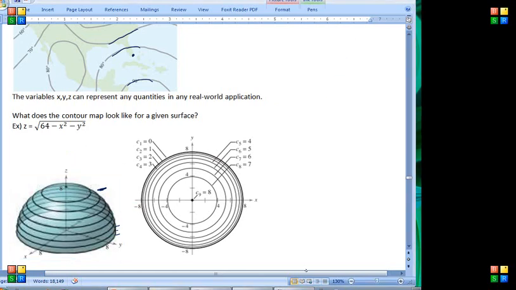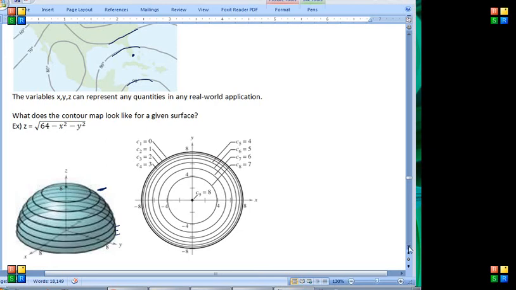And this is an idea that we're going to revisit a lot. So notice that the steepness of the surface affects the arrangement of the contour lines. And this is something that we're going to explore a lot. So don't feel the pressure to understand it all right now. We're going to come back to this a lot. Okay.